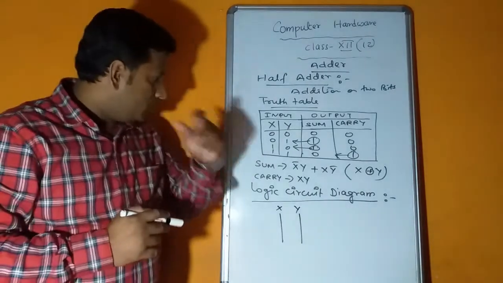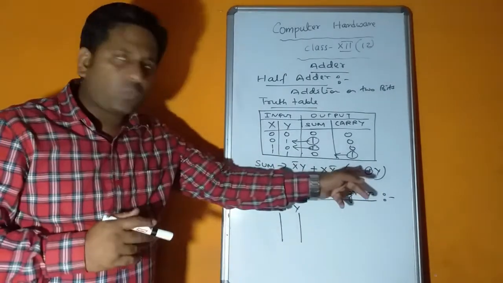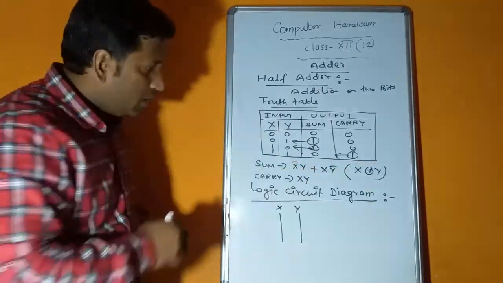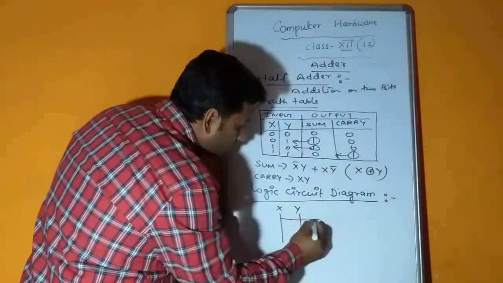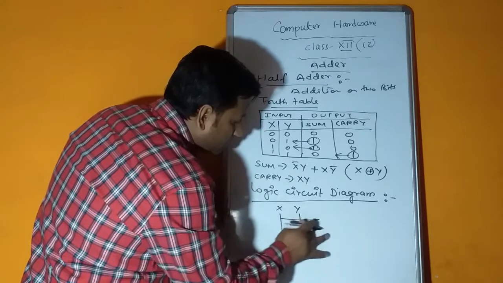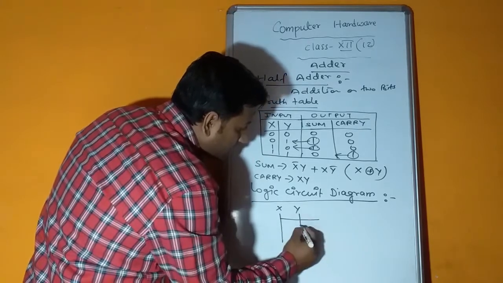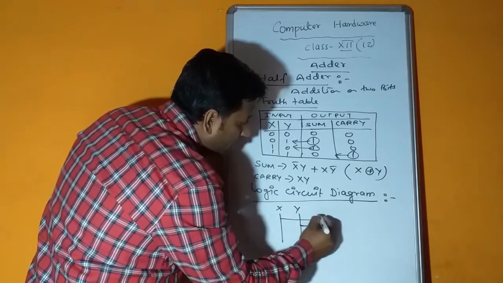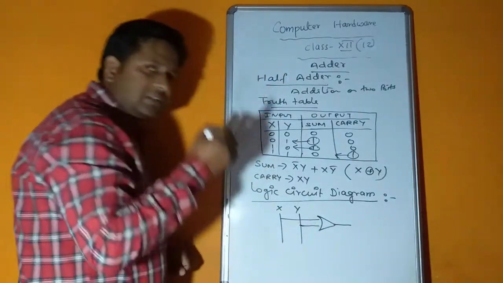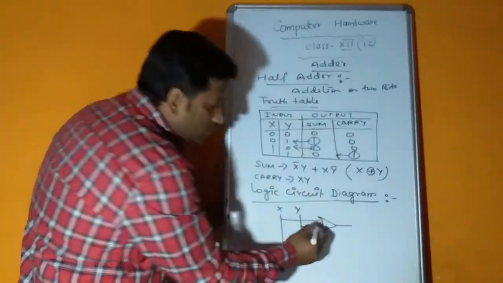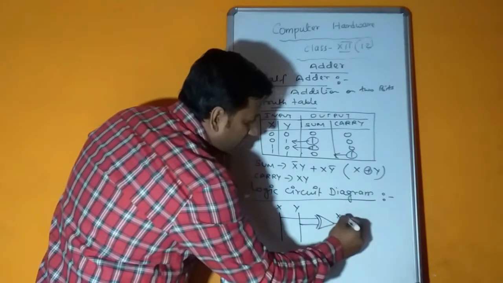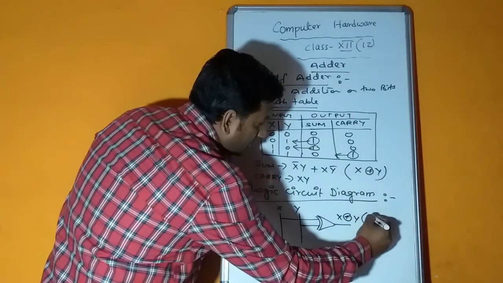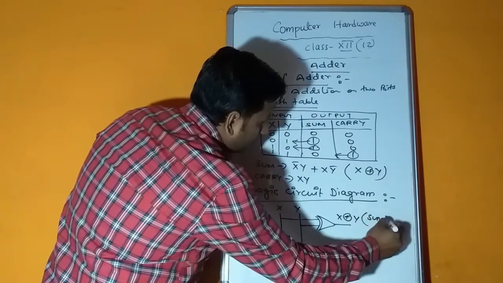Okay. Now see children, for sum what we have? X XOR y. So XOR means exclusive OR gate. So OR gate means we'll take out the line from x and y and we'll make the OR gate. But since it is exclusive OR gate, here a double part will be there. So this part will be known as x XOR y, and it is also known as sum.